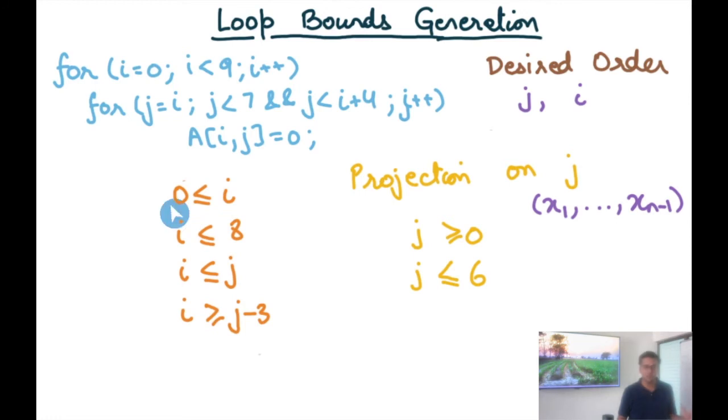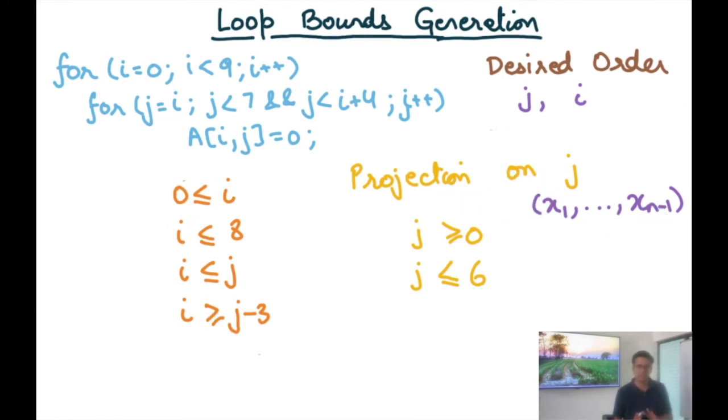So here L becomes 0 and the coefficient of I is just 1. Similarly, I is less than or equal to 8, so U becomes 8. I is less than or equal to J, that's coming from the fact that J starts from I, and so now U becomes J. I is greater than or equal to J minus 3, so L becomes J minus 3.